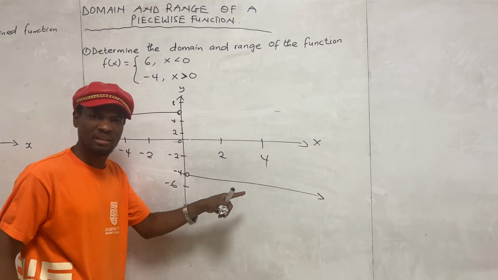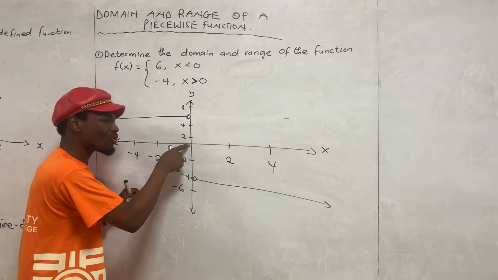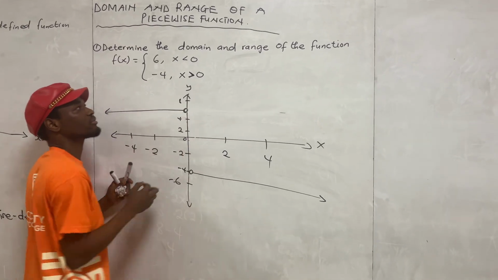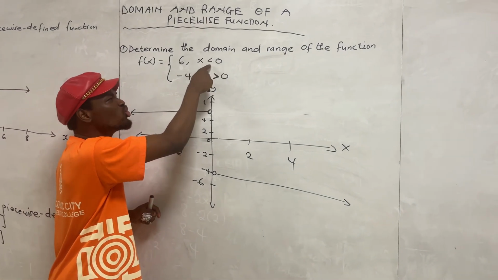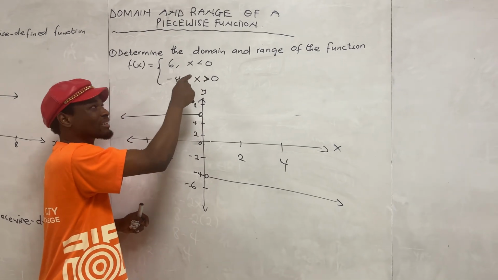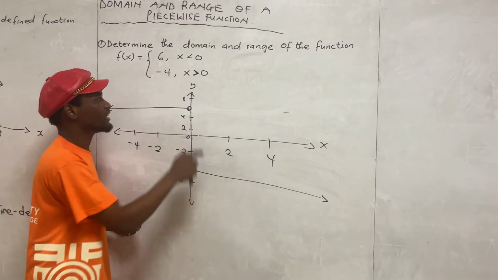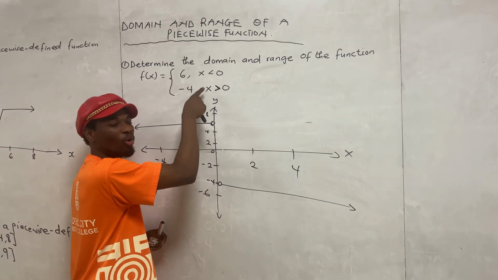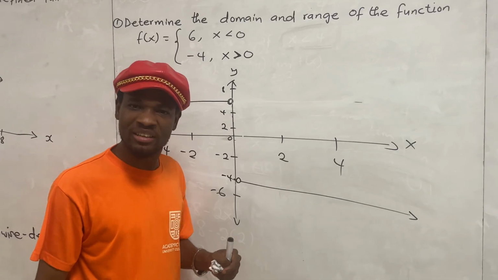That's the domain. But remember, we are not including 0. 0 is not included. That is why at this point it is open. Remember, S is less than 0. We didn't include 0. That means 0 shouldn't be included, because at S equal to 0 the function is undefined. This one says S should be greater than 0. So that means at X equal to 0, our function will also become undefined.